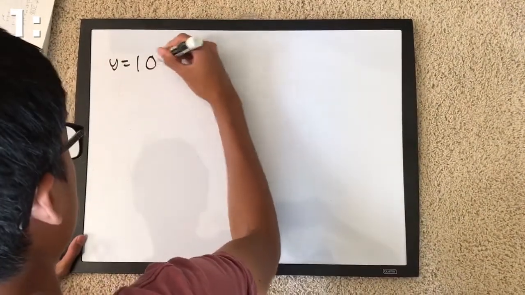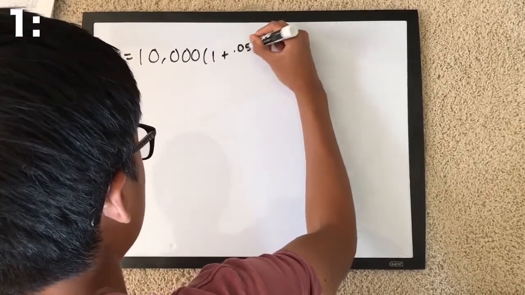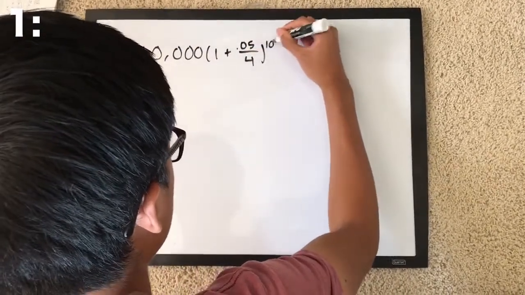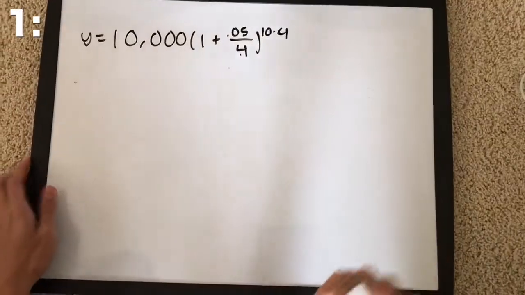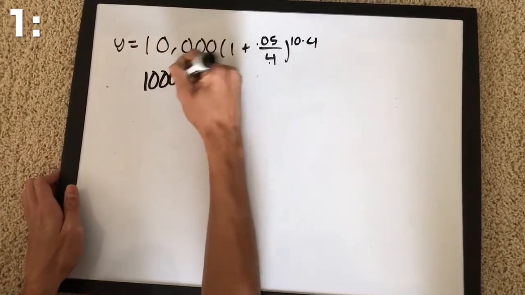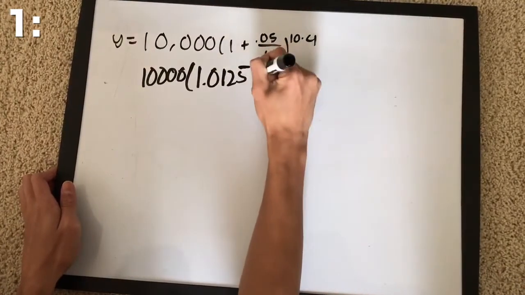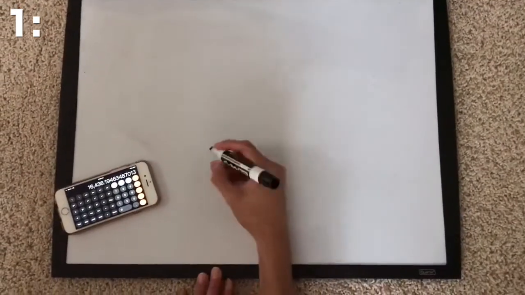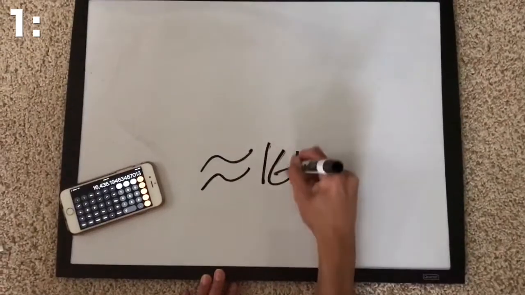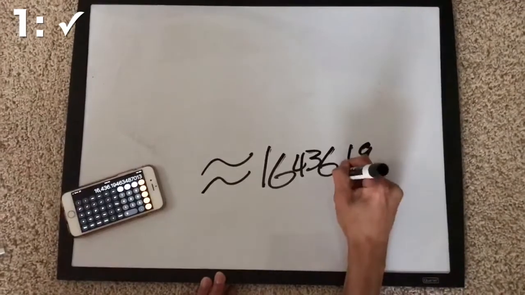It's compounded quarterly! Alright! The equation for that is P times parentheses 1 plus r over n, close parentheses, to the power of n times t. Okay, so after this, we simplify 0.05 over 4. We have 10,000, that's still the same as the principal, and then after that, 1.0125 to the power of 40. So it's approximately 16,436.19.